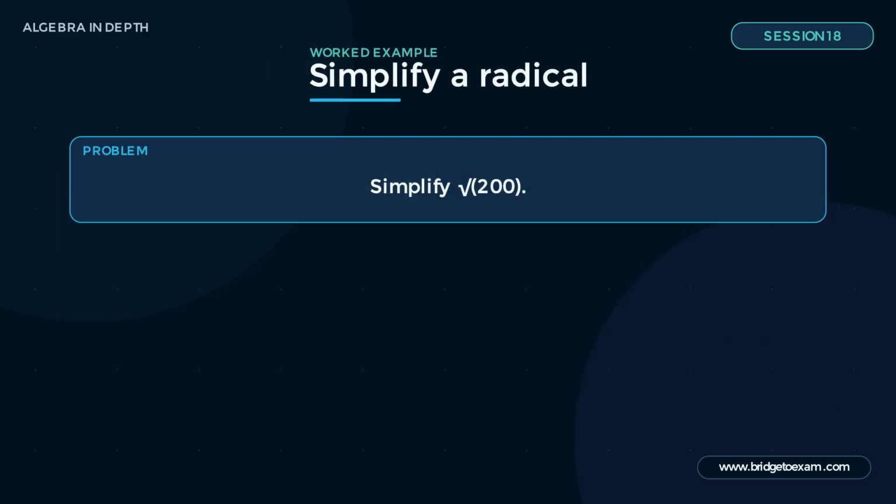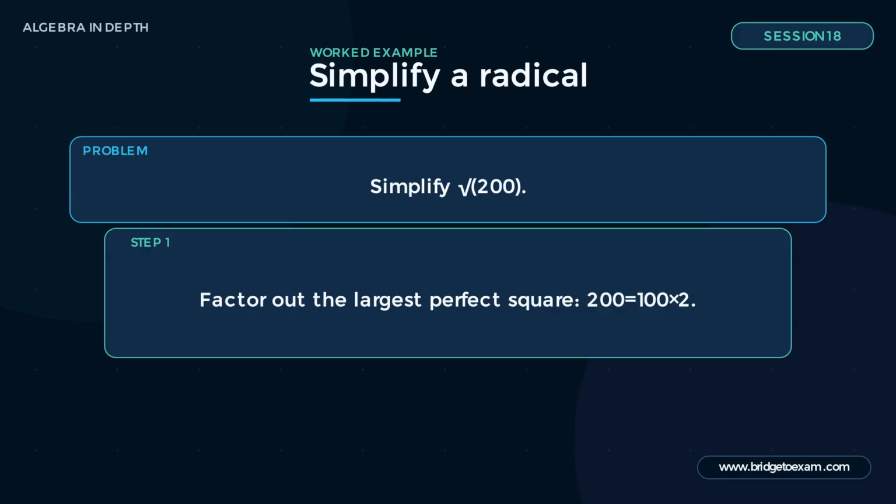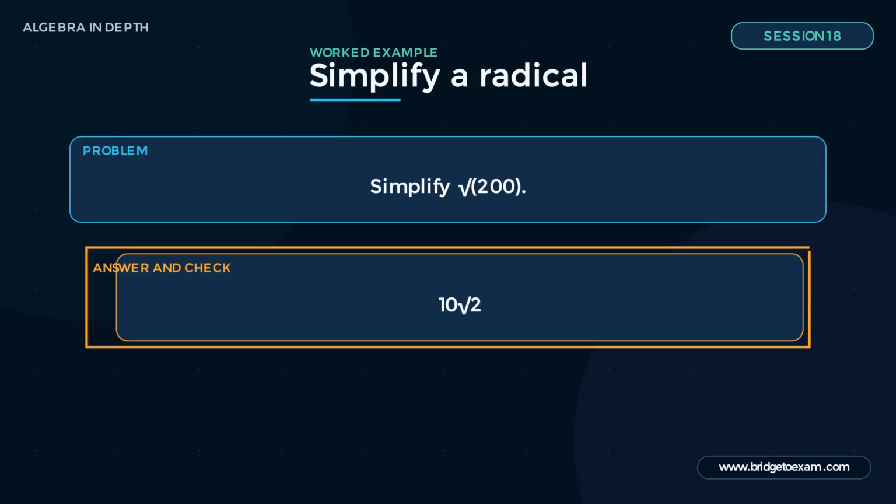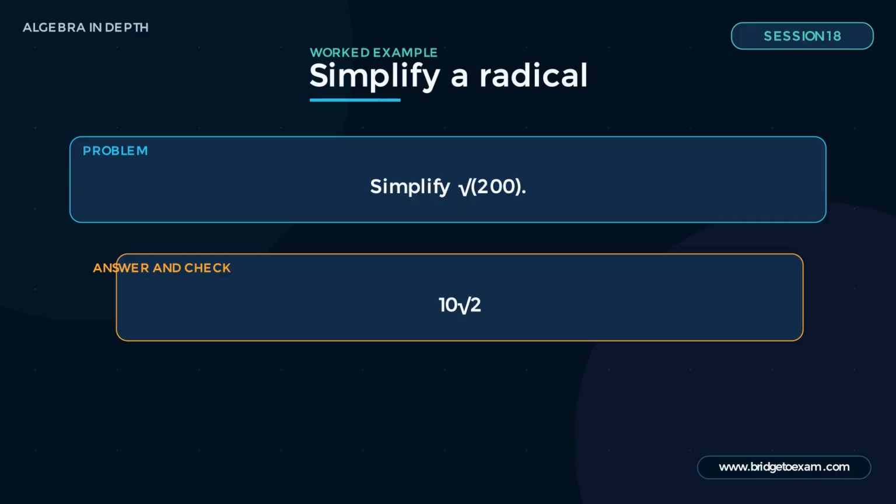Worked example. Simplify a radical. Simplify the square root of 200. Step 1. Factor out the largest perfect square. 200 equals 100 times 2. Step 2. Then the square root of 200 equals the square root of 100 times the square root of 2. Step 3. Since the square root of 100 equals 10, the simplified result is 10 the square root of 2. The final answer is 10 the square root of 2. Check that it satisfies the original conditions and carries the correct units.